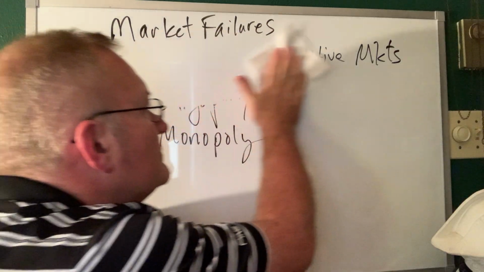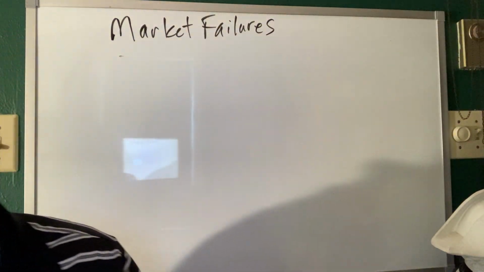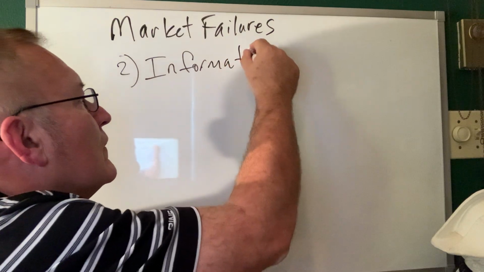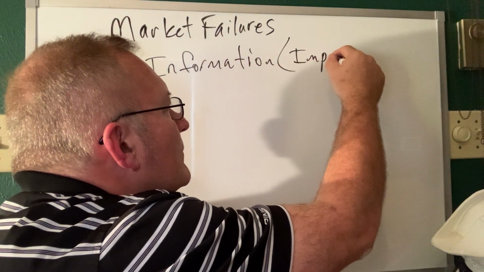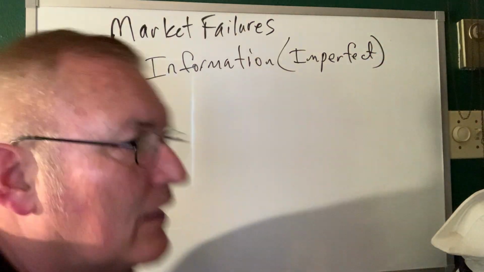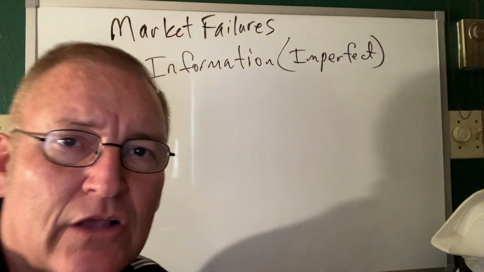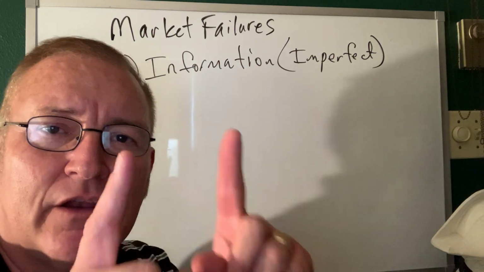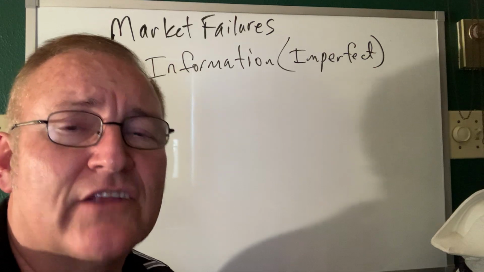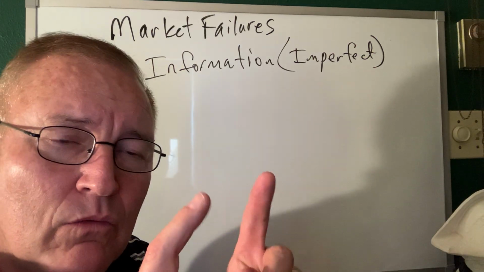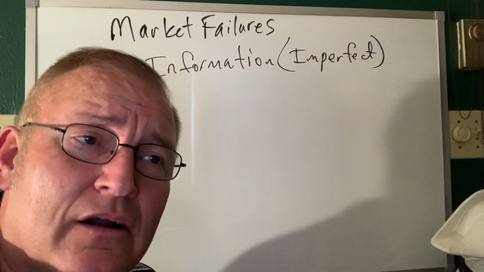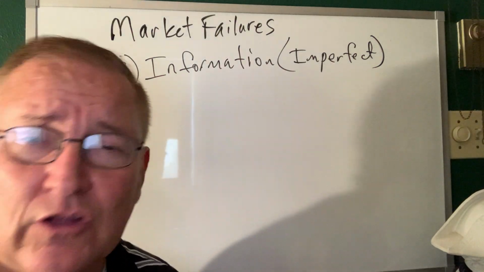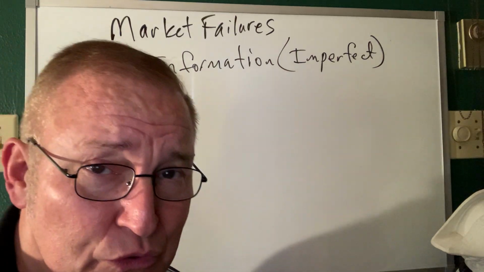Okay. Now, the second source is imperfect information. What do I mean by imperfect information? Let's go back to what a market is. A market is a buyer and a seller that agree upon price and quantity. That's what it takes to have a market. The assumption is that the buyer and the seller have access to all of the same information, and that there's a level playing field when it comes to information. When that's not true, there's a problem.